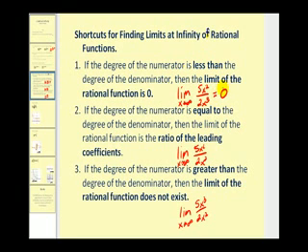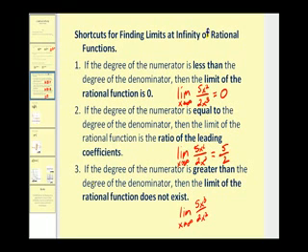The second case is when we have the degree of the numerator equal to the degree of the denominator, and if this is the case, then the limit is equal to the ratio of the leading coefficients. So here's an example where they're both degree 2, and the ratio of the leading coefficients is 5 to 2, therefore this limit is equal to 5 halves.